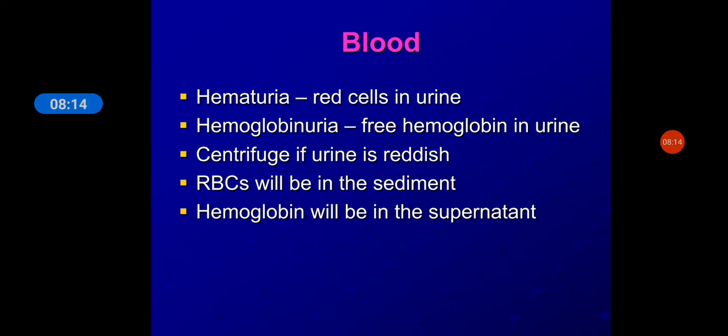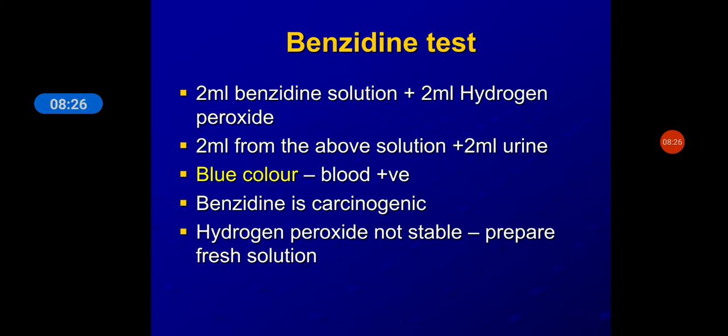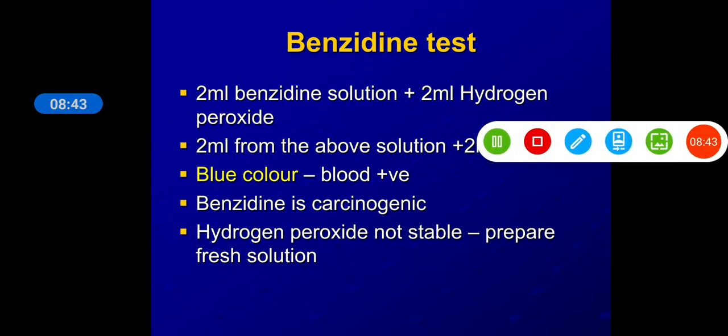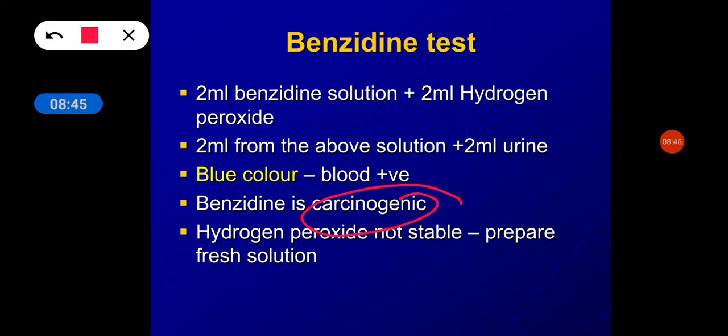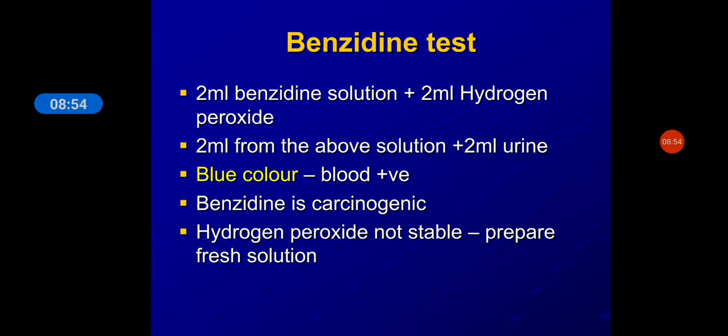It is definitely not done these days, but you should know what it is. What is the test done for blood? It is the benzidine test. You add a combination of benzidine solution and hydrogen peroxide, and to that you add 2 ml of urine. If blood is present, you will get a blue color. This is not done because benzidine is carcinogenic, and hydrogen peroxide is a very unstable compound, so you require preparing fresh solution every now and then. That's why it is not done these days.